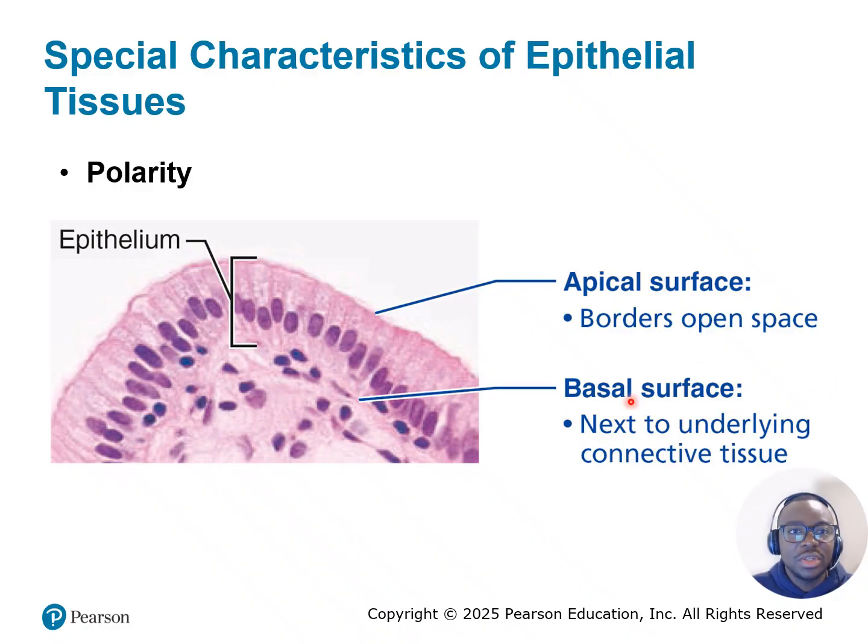The basal surface is attached to the underlying connective tissue. The basal surface attaches to the basal lamina, an adhesive sheet that holds basal surfaces of epithelial cells to underlying cells. Epithelial cells are said to exhibit apical basal polarity.